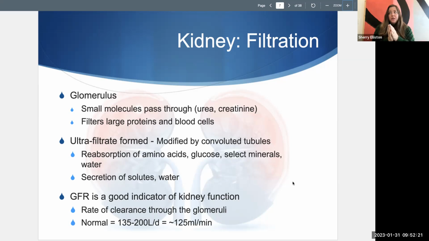Please remember, this is really important, the GFR, which is the glomerular filtration rate. The GFR, along with BUN and creatinine, are blood tests that we use to indicate how well our kidneys are functioning. So what it indicates is the rate of clearance through the glomeruli. So it's telling us that if it's 130 or above, so usually 130, 135 and above, that means that the kidneys are filtering at a normal rate and you have good, adequate kidney function.